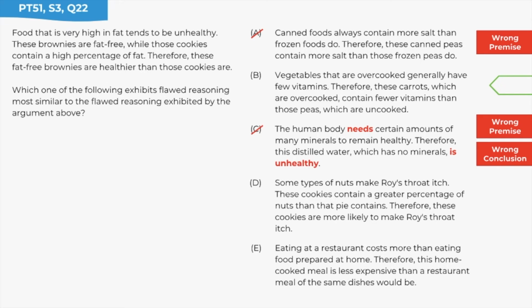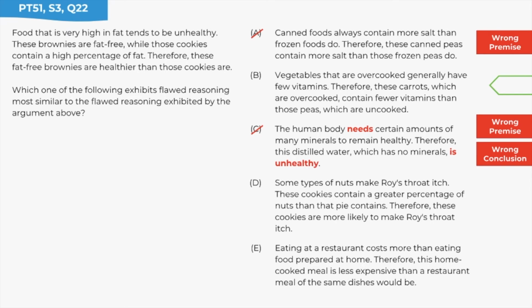Answer choice D says that some types of nuts make Roy's throat itch. All right, so some, that's not very similar to tends to be. Tends to be is a much stronger idea than some. So that first premise has got an issue. And then these cookies contain a greater percentage of nuts than that pie contains. Again, that's a relative relationship. That's different than what we had in the original argument. So we've got two premises that are different already. The conclusion goes on to say that these cookies are more likely to make Roy's throat itch.